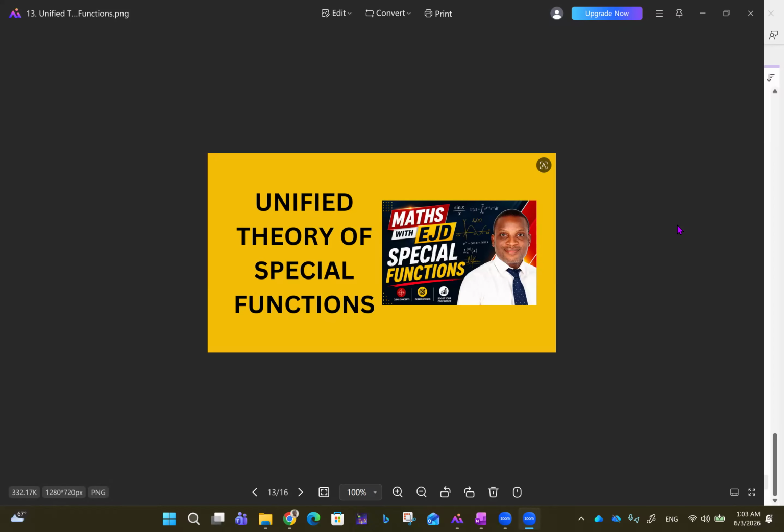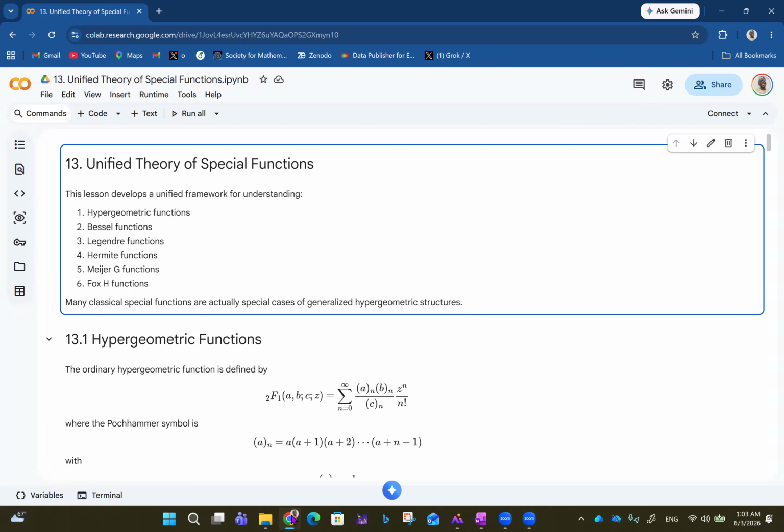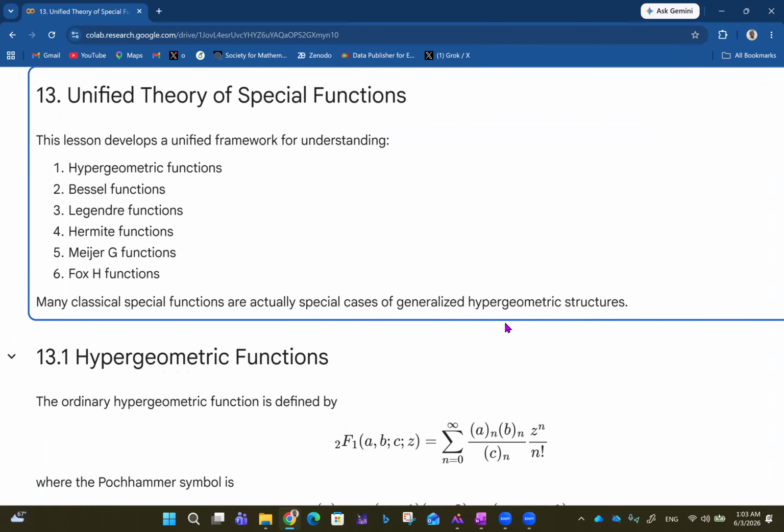Having considered the hypergeometric theory in the last video, we also saw that many of the special functions we consider, like Bessel, Legendre, Laguerre, and the rest of them, are special cases of the hypergeometric function. So it's important to look at this particular episode, which is about the unified theory of special functions. It feels like the hypergeometric theory unifies all of them. So, unified theory of special functions.